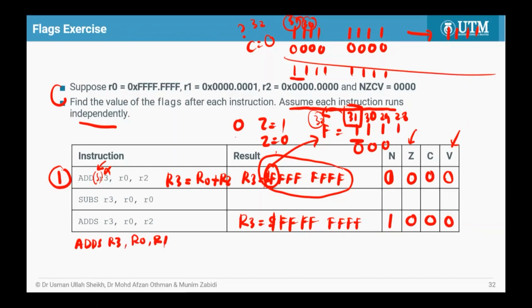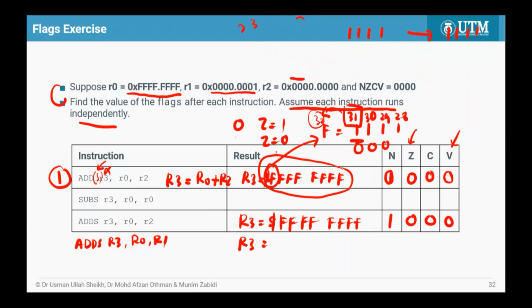What are your N flags? Okay, before that, what is the result? R3. What is your R3 after you add this number here, R0 plus R1? So this is your R0 and this is your R1. So what will be the value? Anyone? Zero. Okay, the value will be 0. Correct.